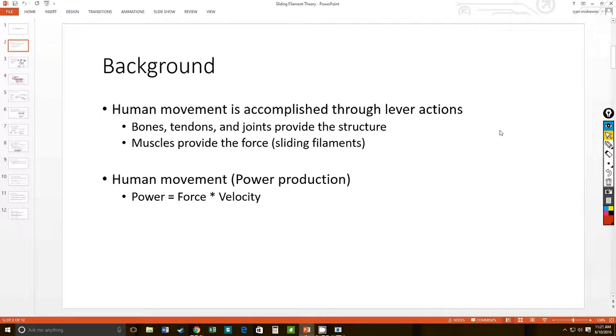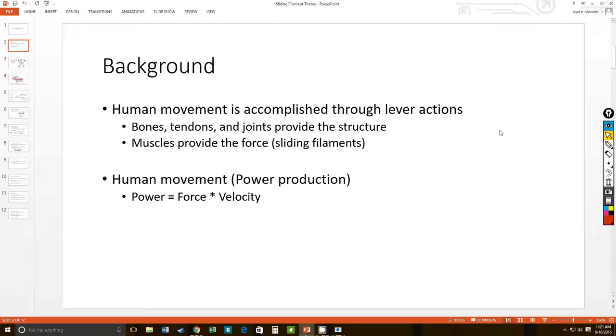All right, so once again, talking about human movement, it's accomplished through lever actions, right? So muscles, bones, joints, they provide structure, okay? And the muscles provide the force, okay? The bones and the tendon connections and the joints, there you have fulcrums and everything you need to produce motion, okay?